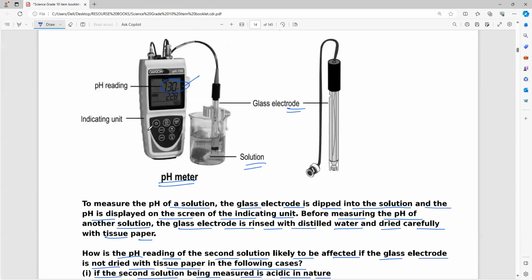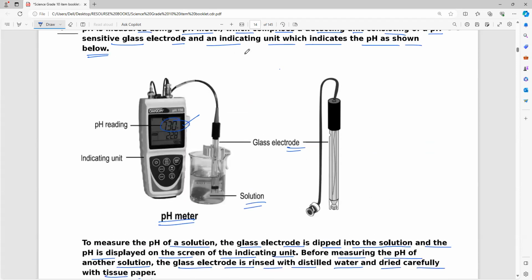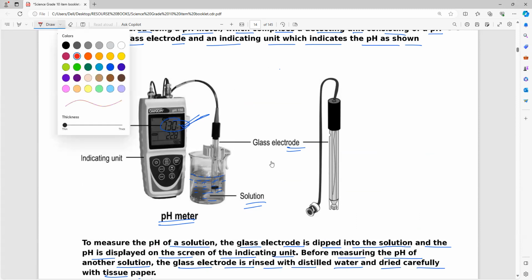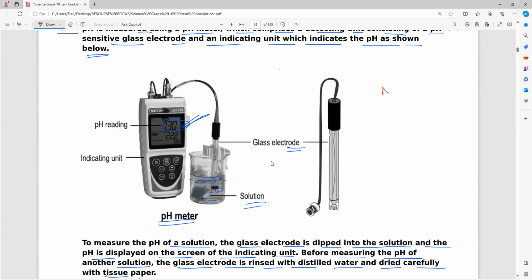Again, I will explain the question. Initially, a person has taken some solution, some X solution, we don't know. What is the pH of this one, everybody? 7.30. Am I right, everyone? Please respond. So what is this actually? Neutral solution. Almost it is a neutral solution.